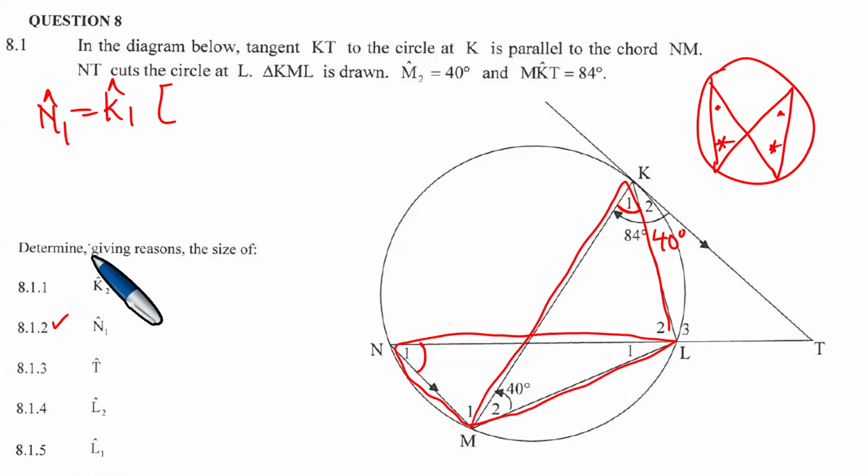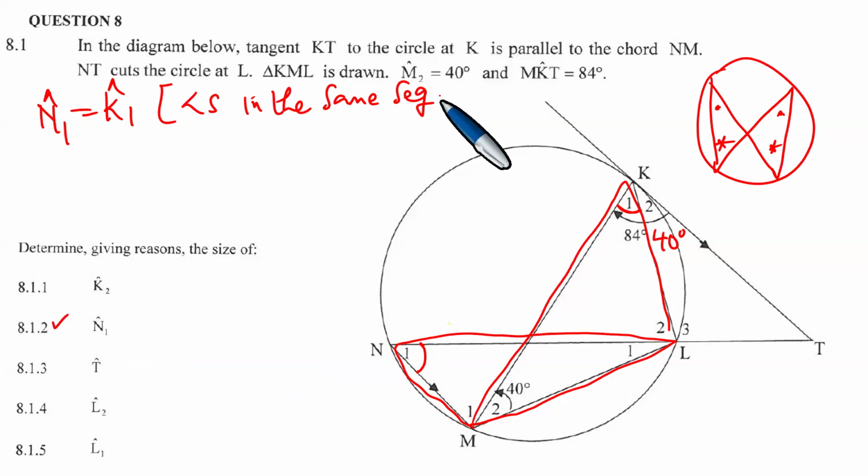In principle, then, we have the angle N1 equals the angle K1, and these are angles in the same segment. Angles in the same side.